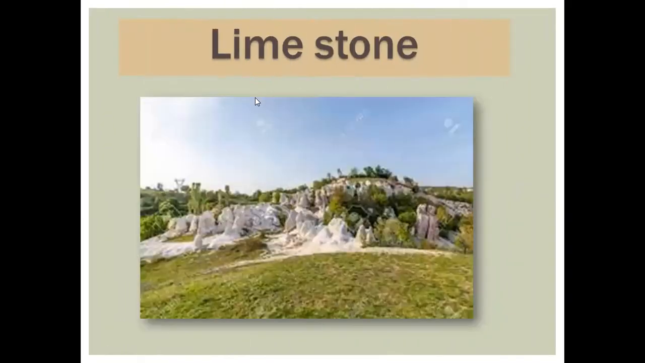And in the end we have limestone. These types of rocks are found in Bulgaria. Most parts of these stones are found in Bulgaria. Bulgaria is a country in Europe. This type of limestone is soft and shiny. You can see the shine of such rock.